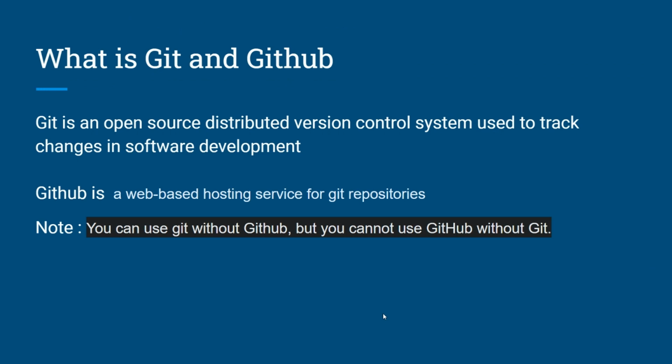Okay. Git is an open source distributed version control system used to track changes in software development, while GitHub is a web-based hosting service for Git repositories. Note, you can use Git without GitHub, but you cannot use GitHub without Git. Let me explain. Git is the tool, a software to use to track software development, the changes made in your code, right? Then GitHub is like a hosting website where you bundle your website to host. If you have ever hosted any website before, but if you have not, the reason why you're able to access most websites online is because they are hosted online.